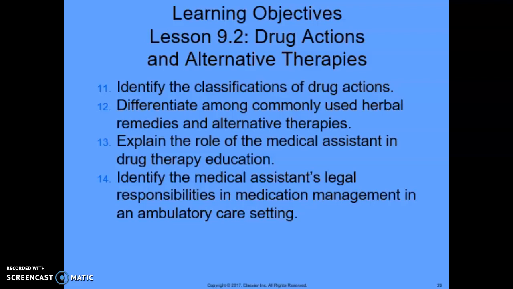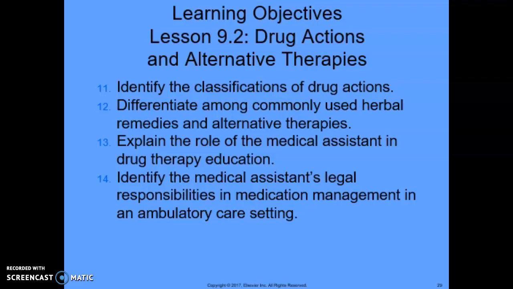Welcome to the second part of the lecture. This will go pretty quickly too. We're doing the second part, which is the learning objectives, the drug action, and alternative therapies. Again, these are all things that we studied in depth during pharmacology. So this is a review.